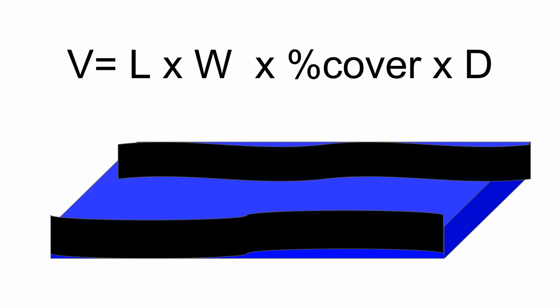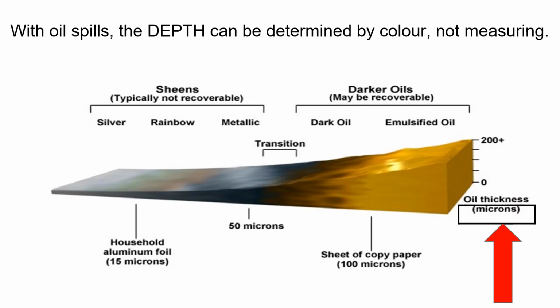So if we look at our cube again, we'll see that we have a defined length and width, and the oil only covers a certain percentage of it, and then we need to come up with our depth. So the depth of oil is not quite as simple to come up with unless we consider that it can in fact be measured by color. There is a consistent relationship between the color of oil and its thickness.